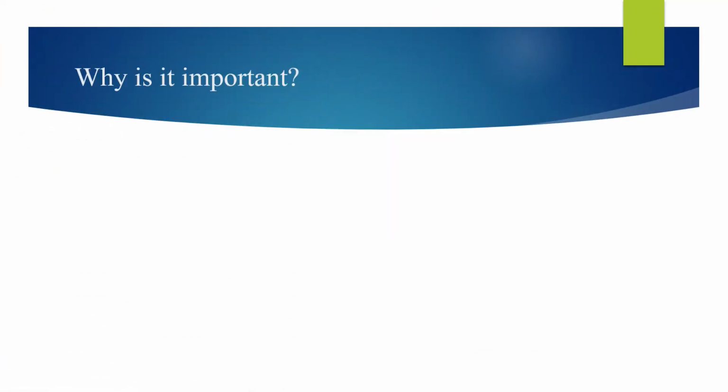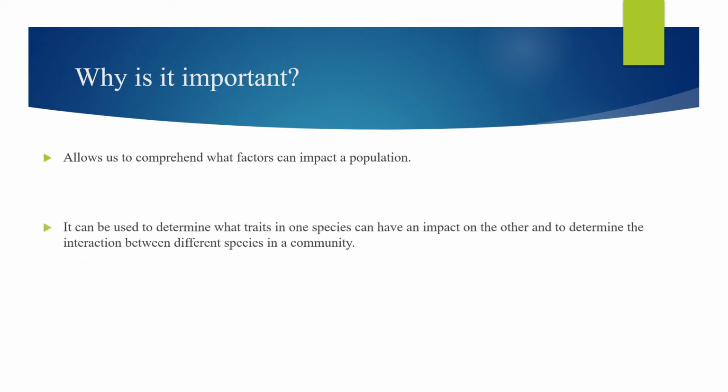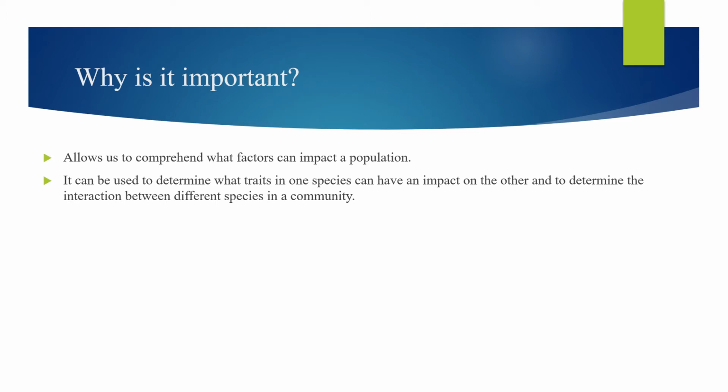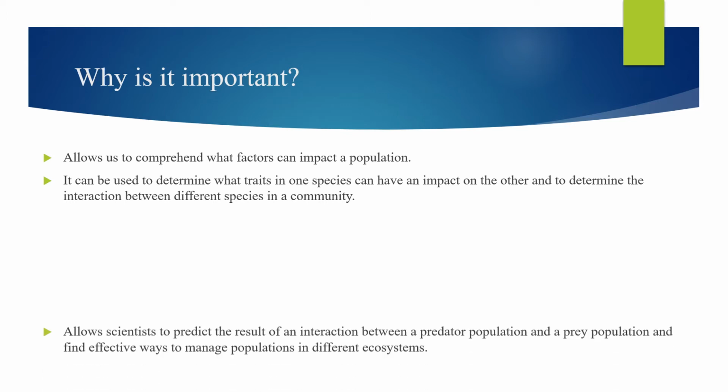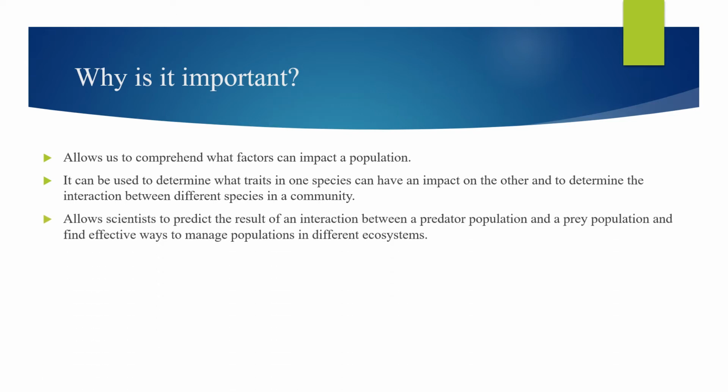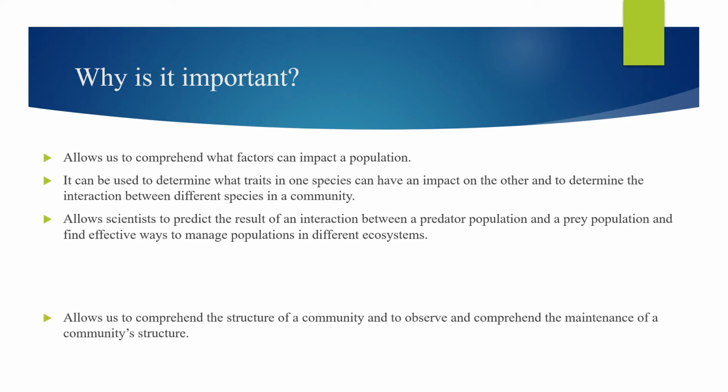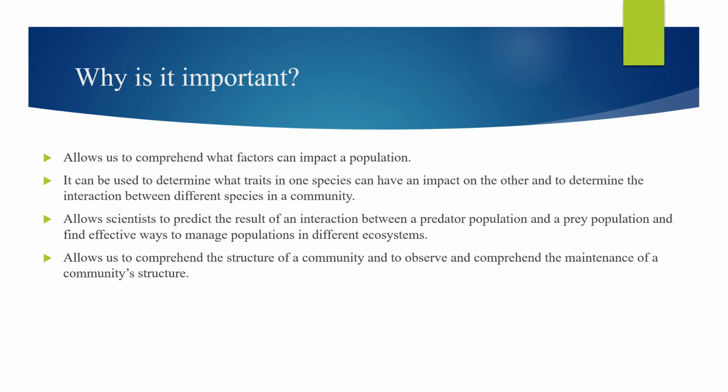Why is it important? It allows us to comprehend what factors can have an impact on a population. It can be used to determine what traits in one species can have an impact on the other, and to determine the interaction between different species in a community. It allows scientists to predict the result of an interaction between a predator population and a prey population, as well as finding effective ways to manage populations in different ecosystems. It allows us to comprehend the structure of a community and to observe and comprehend the maintenance of a community structure.